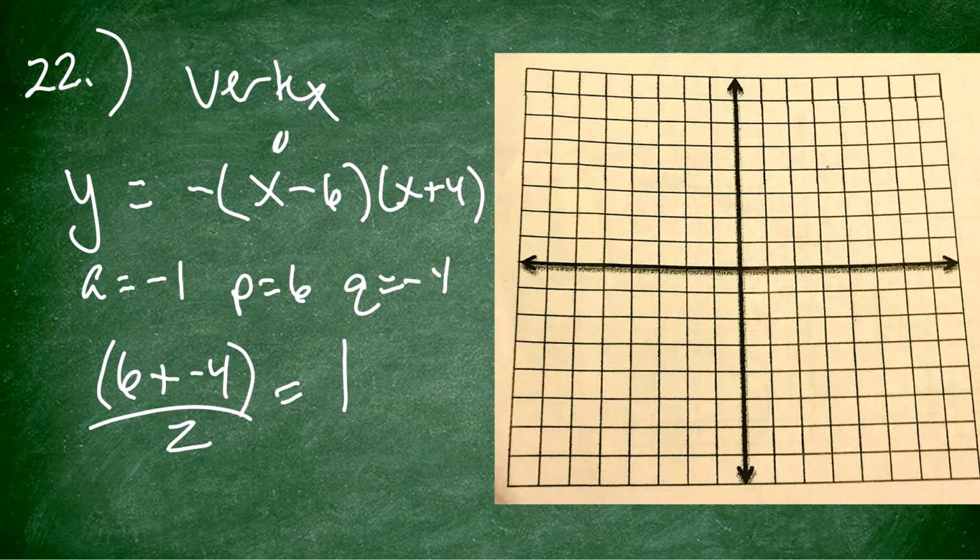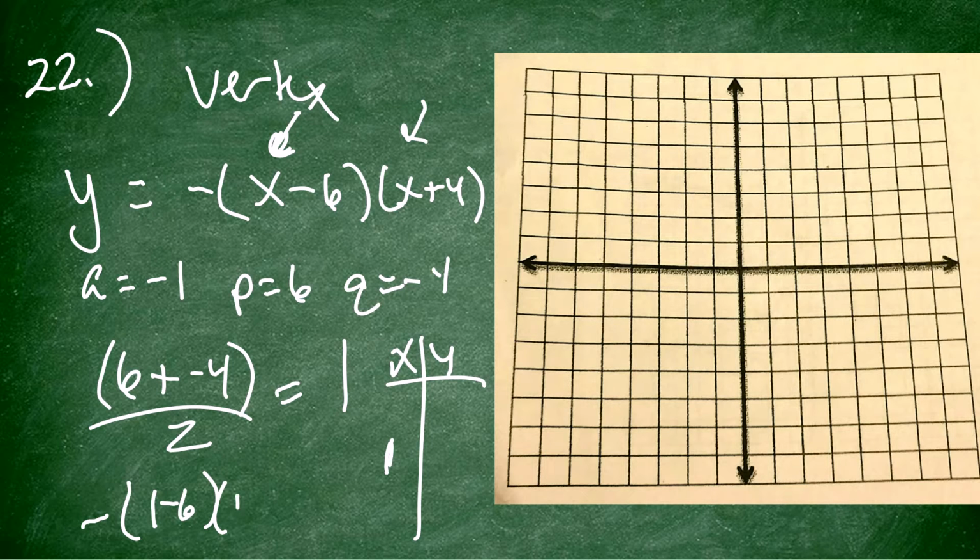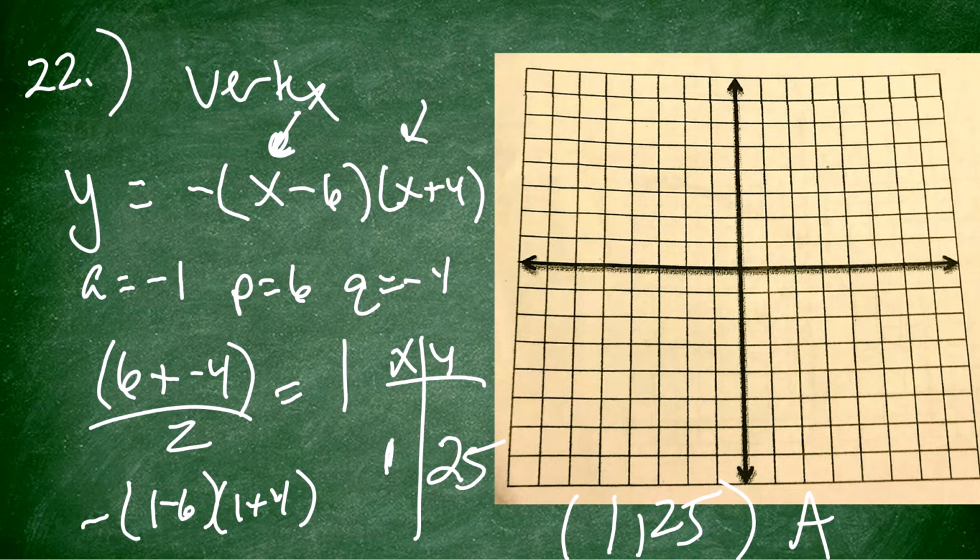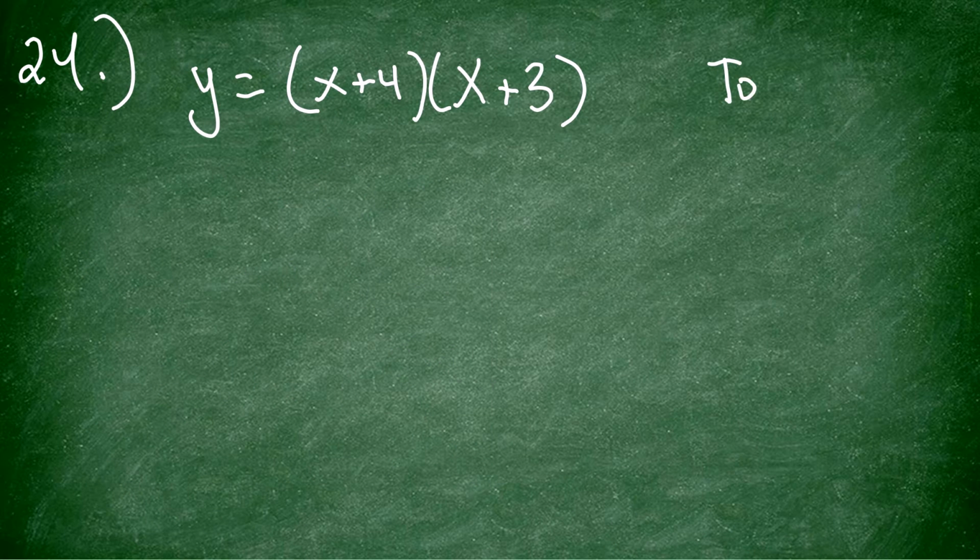So I have to plug 1 into my problem. It's like I was making an XY chart, but all I care about is 1. So I say negative 1 minus 6, 1 plus 4, I get negative 5 times 5, I get positive 25. So my vertex, I think, is 1, 25, which is A. That's it for 22.